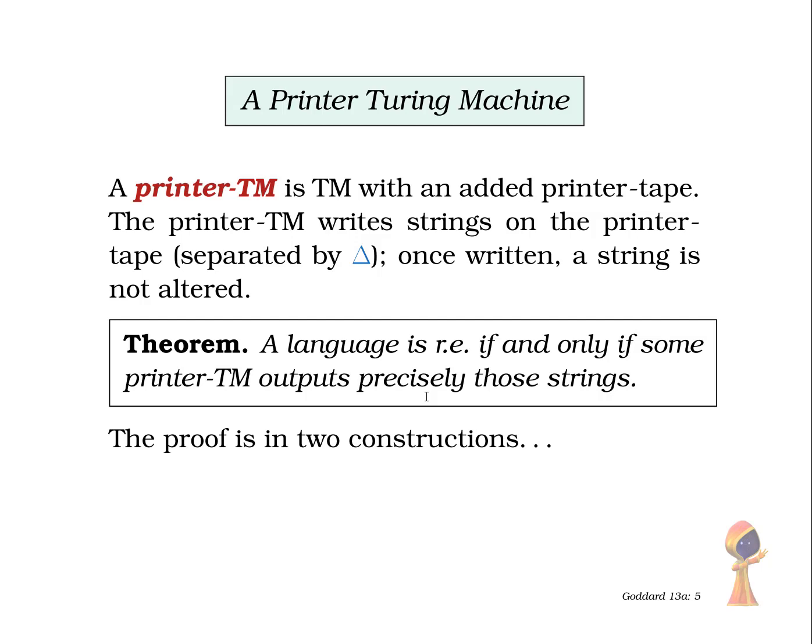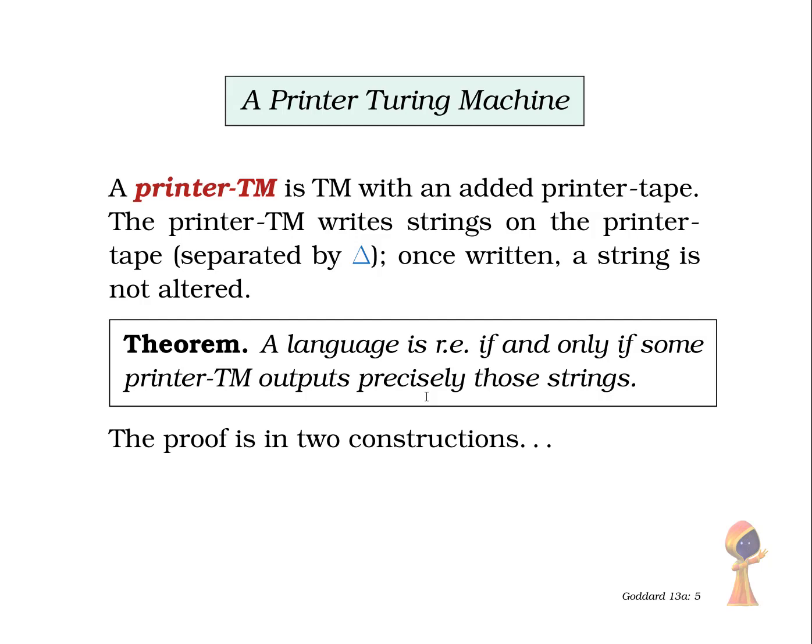So there's a theorem which says a language is RE, recursively enumerable, if and only if some printer Turing machine outputs precisely these strings. What does that mean? There are two ways. When you say if and only if, it means a language is RE if some printer Turing machine outputs precisely those strings. And the other way is, if there is a printer Turing machine which outputs precisely those strings, then the language for that is recursively enumerable. Let's look at its proof.